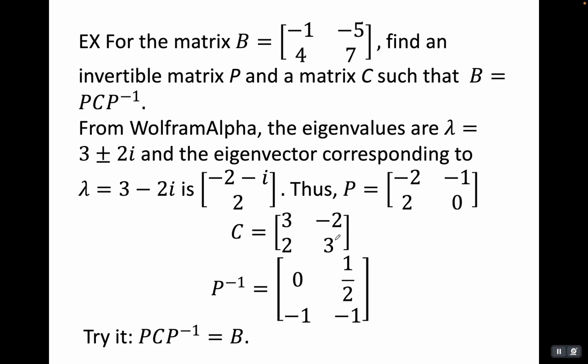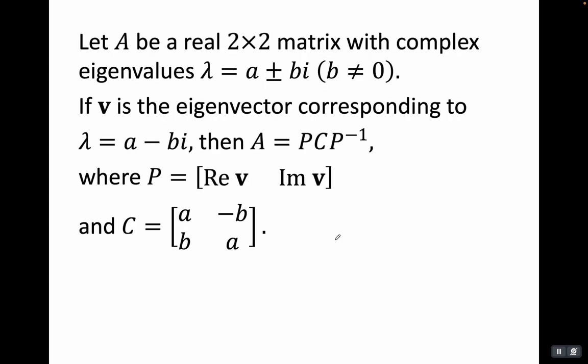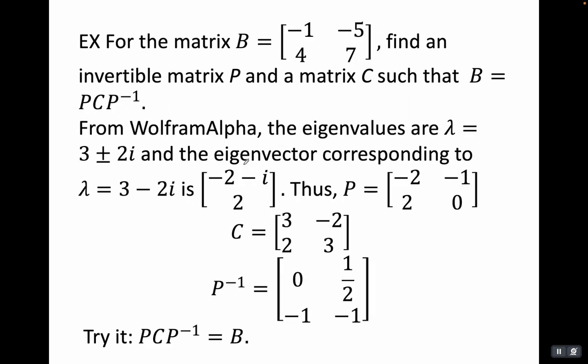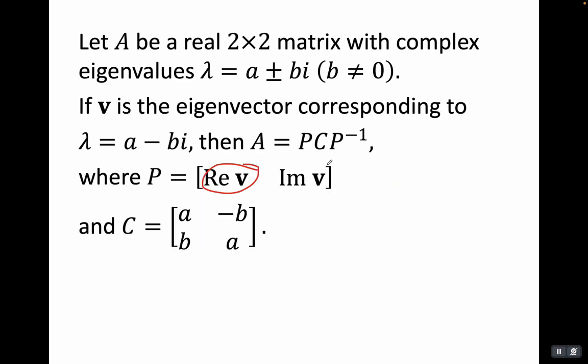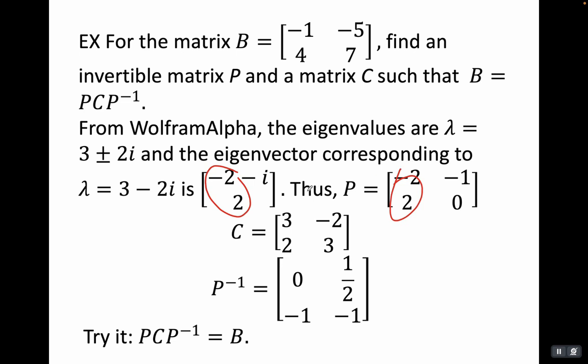Thus, P equals, now you may be lost, okay, P is going to be the real part of that eigenvector that corresponds to a minus bi. So this is our eigenvector, so the real part of v is going to be (-2, 2). And the imaginary part of v, this column, looks like this: it's (-i, 0). So in other words, the imaginary part is just (-1, 0).